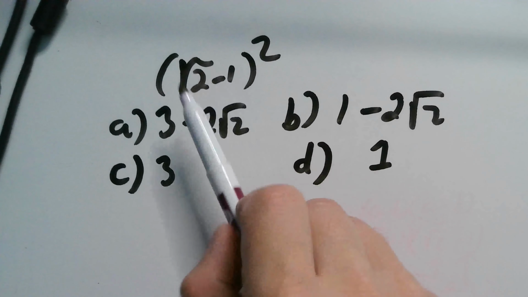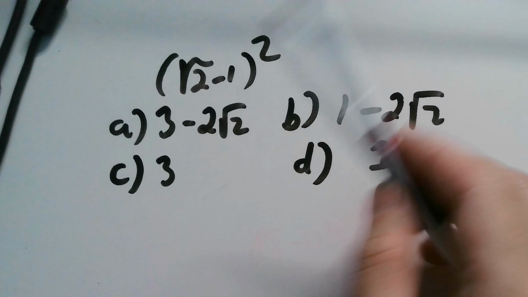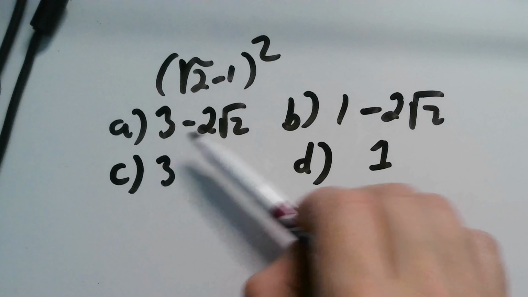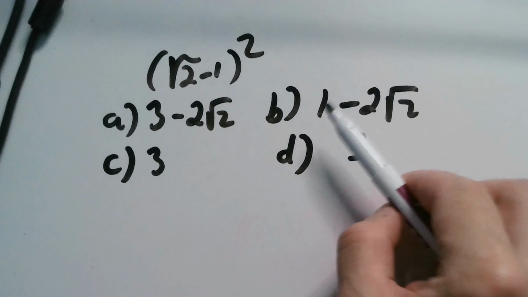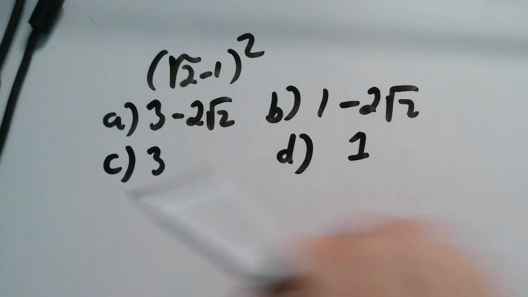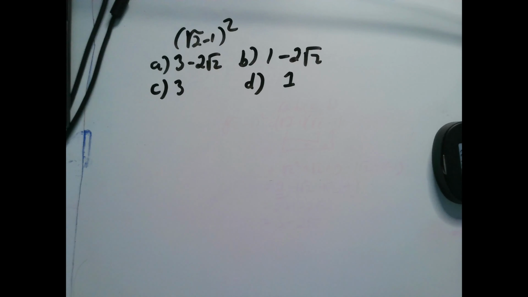Alright guys, here's a nice quiz question. We have here the root of 2 minus 1 squared, and here are our possible answer choices: 3 minus 2 root 2, 1 minus 2 root 2, 3, or 1. You should really pause the video and try this on your own before I show you my solution. But let's go with my solution.